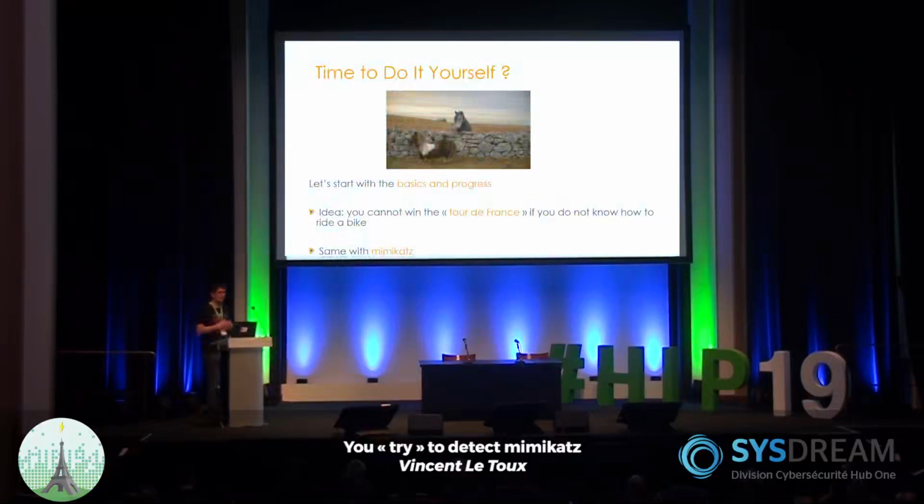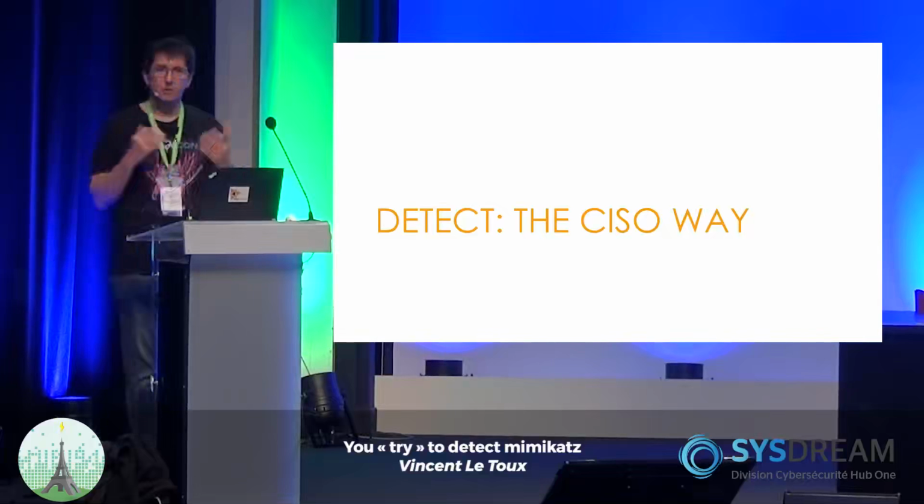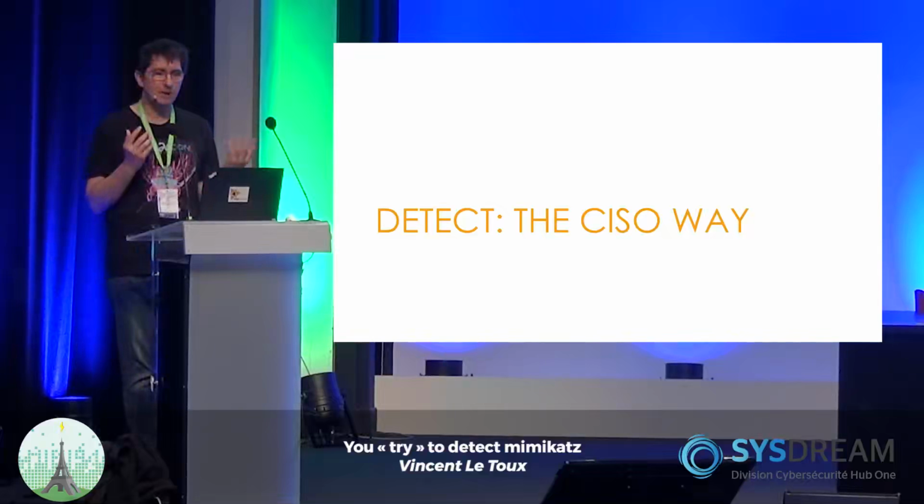So because you don't have a tool, maybe it's time to do it yourself, to look more deeply into this problem. I think when you want to solve a problem, you have to start from the beginning. My idea is that you cannot win the Tour de France if you don't know how to ride a bike. So you need to start slowly, make progress, improve, et cetera. So I will finish my management part with how a CISO detects mimikatz. So you will understand what works on the management side.